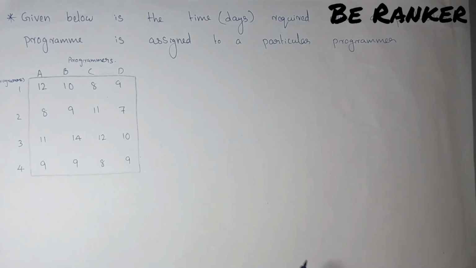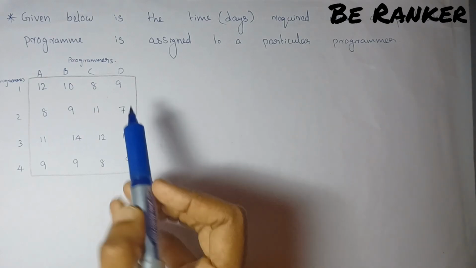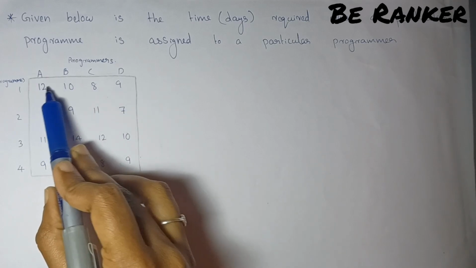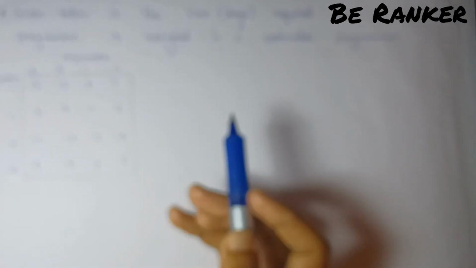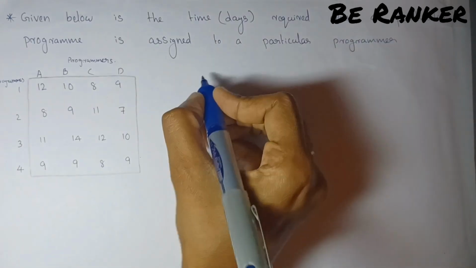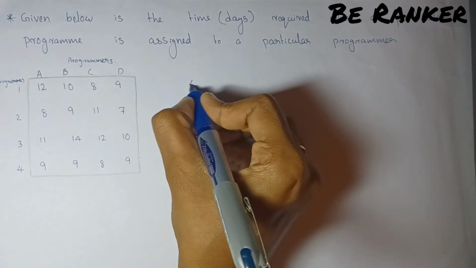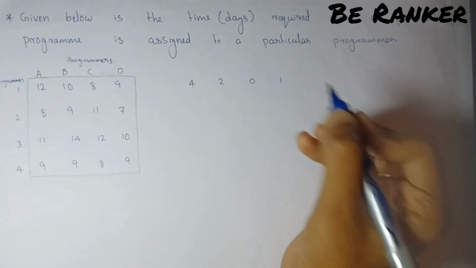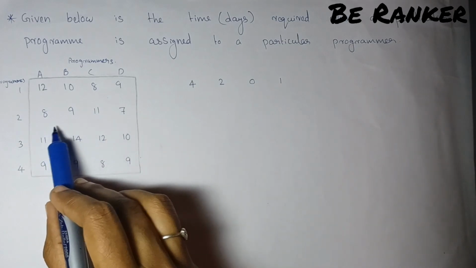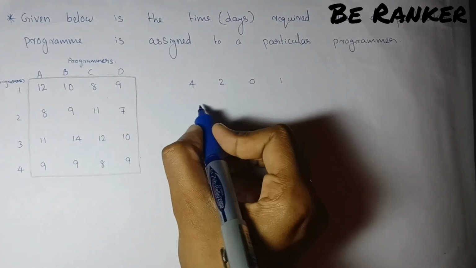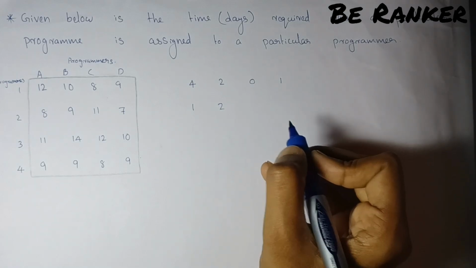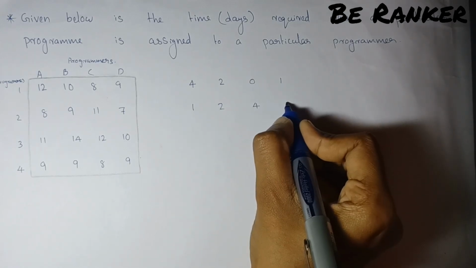In the first row, the minimum value is 8. So I subtract 8 from all other elements in that row. That is 12 minus 8, 4; 10 minus 8, 2; 8 minus 8, 0; 9 minus 8, 1. In the next row, it is 7. Then 8 minus 7, 1; 9 minus 7, 2; 11 minus 7, 4; and 7 minus 7, 0.